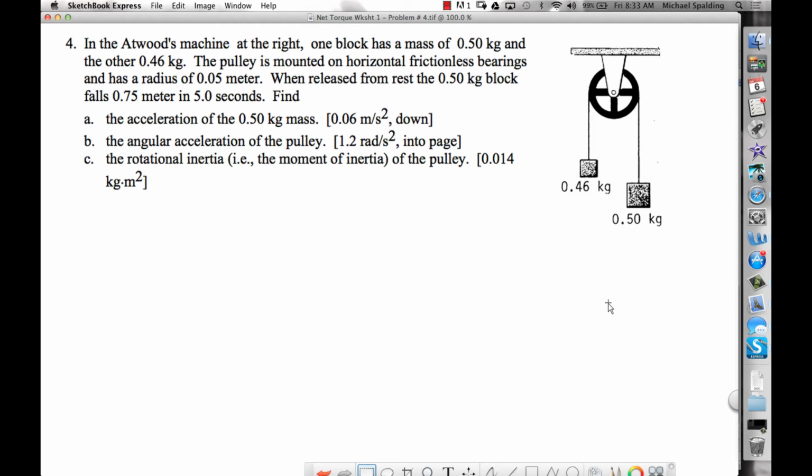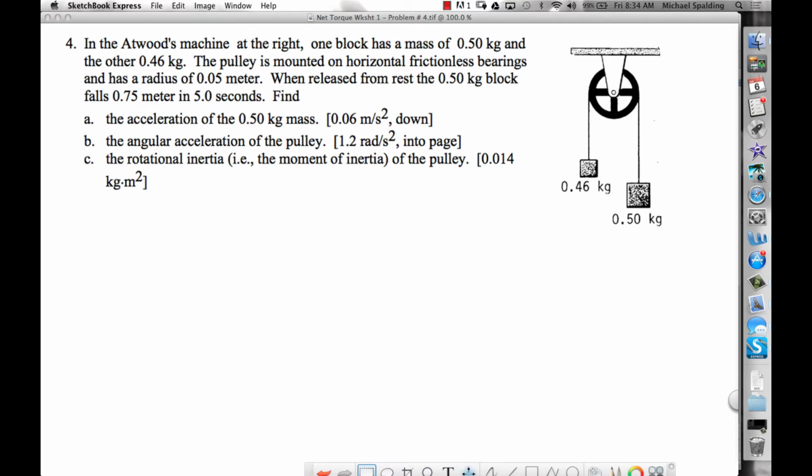All right, so in this problem we have an Atwood machine. So you remember from first semester, an Atwood machine is simply two masses connected over a pulley. However, in first semester, what we did is we called the pulley massless. I don't know if you remember that. I think I told you guys we're not going to worry about the pulley. We're just going to say it's a frictionless, massless pulley.